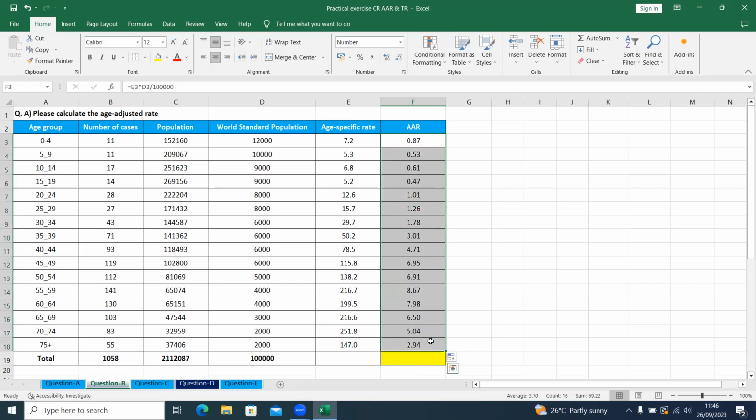In your Excel, please select these numbers. Here you will get the summation, the auto sum option. You just click on that auto sum. And the answer is 59.2.